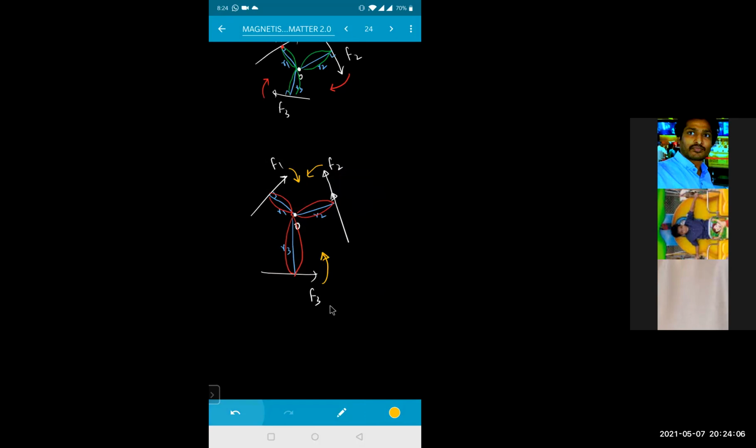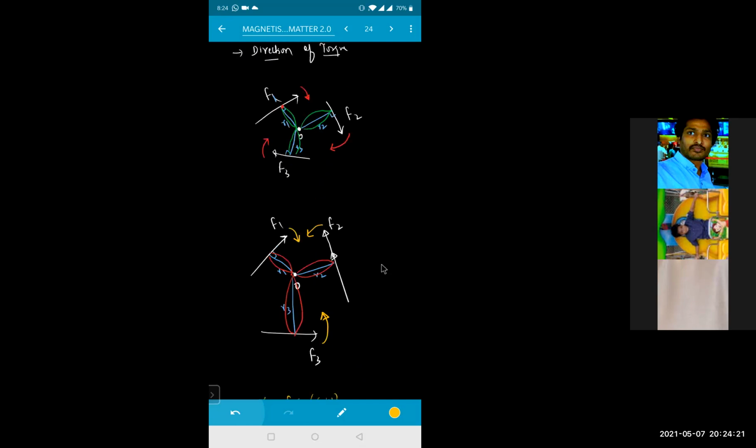Is it always clockwise? No sir, it depends on the situation. Got it now? So tau 1 will be equal to how much? F1 into perpendicular distance, in which direction? Clockwise direction. Tau 2 will be equal to your F2 into R2, in which direction? Anti-clockwise direction.